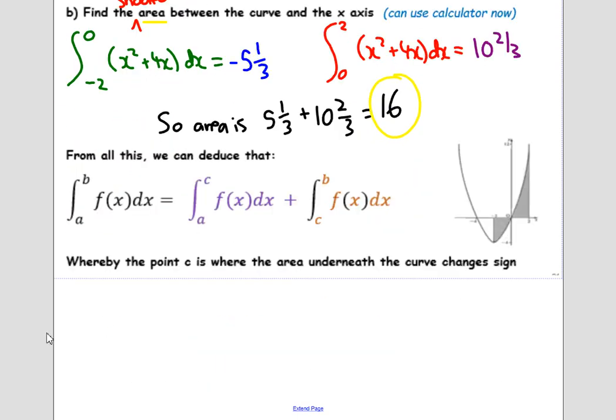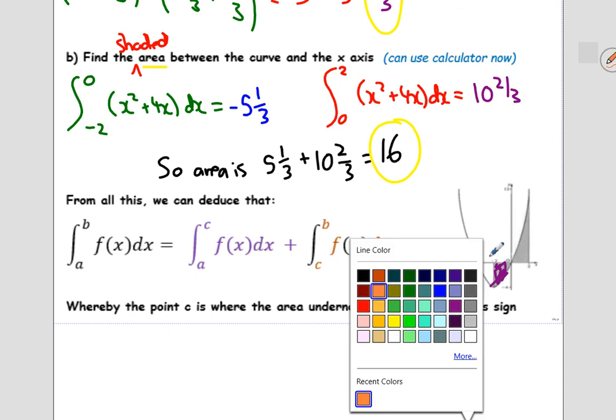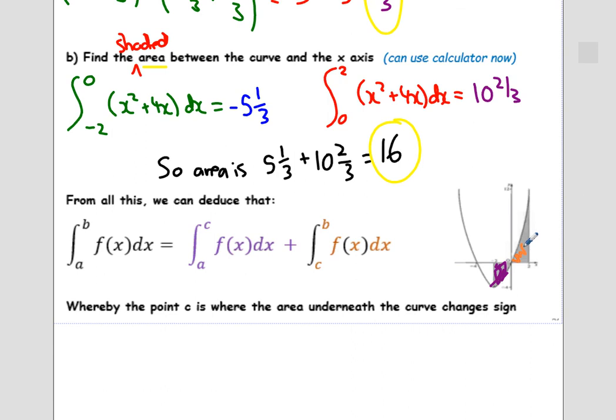So from this we can deduce that if there's an example like this, the area, or the integral from a to b, is the same as the integral from a to c of f of x plus the integral from c to b. C meaning the purpley bit. The purpley bit is this bit here, and the orangey bit is this bit here. What do you think C is? Normally it's A to B. In this case it's zero, because it's this little point here where it crosses over.